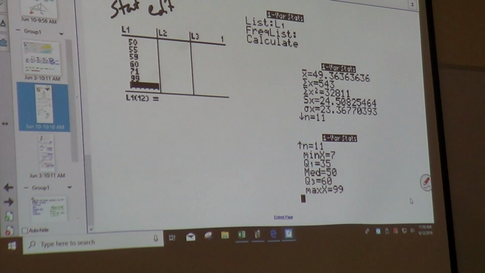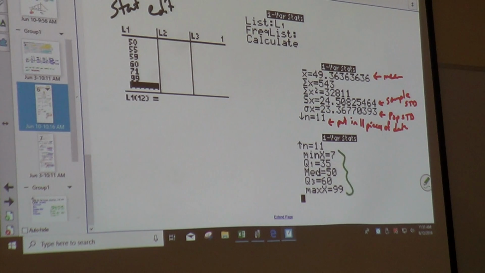Okay? Now, we have learned this chapter that this is my mean. We have learned that this is what? The second one I just drew. This is our sample standard deviation. What is this one? Population standard deviation. This just tells me that I put in 11 pieces of data. That's all that one says.